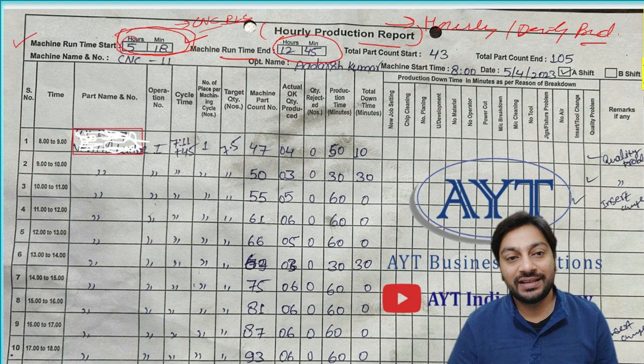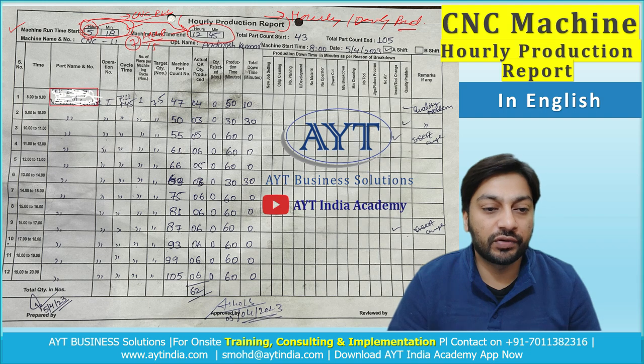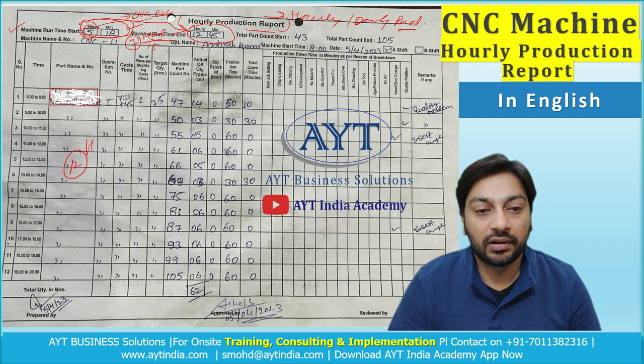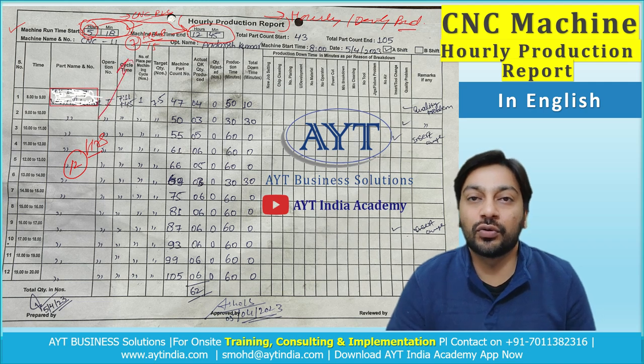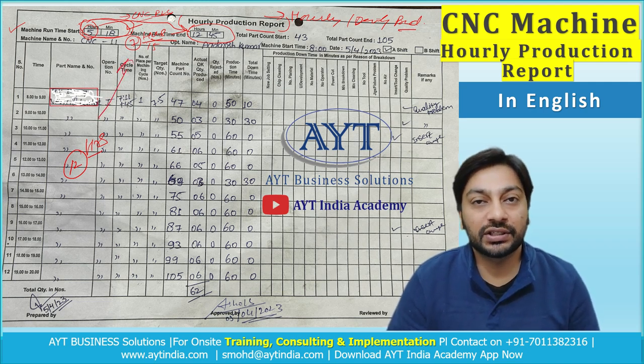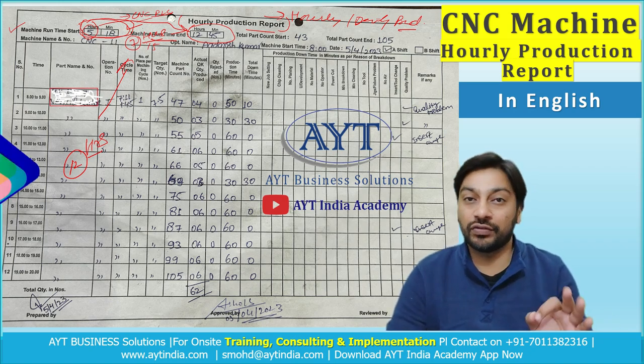As you can see here, 5 to 12, it is almost 7 hours or 7 hours 15 minutes. So in a shift of 12 hours, the machine actually runs for 7 hours. So it gives us a clear indication of how much time the machine actually runs.